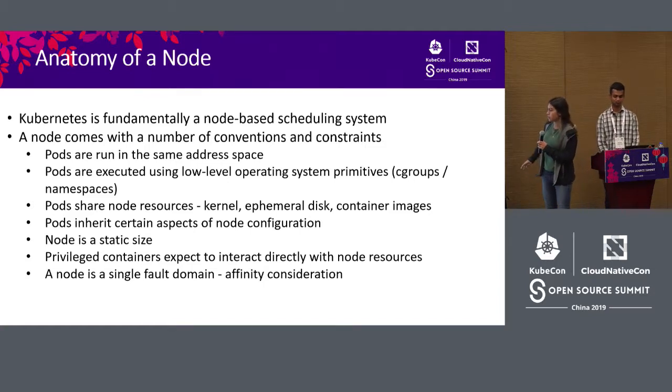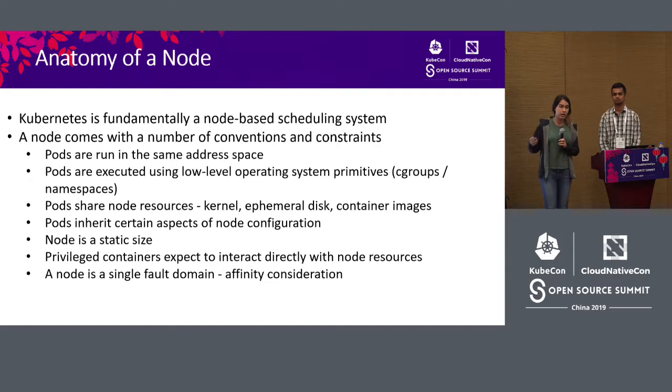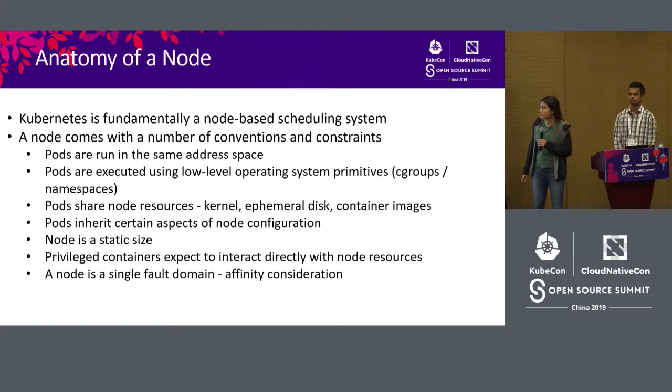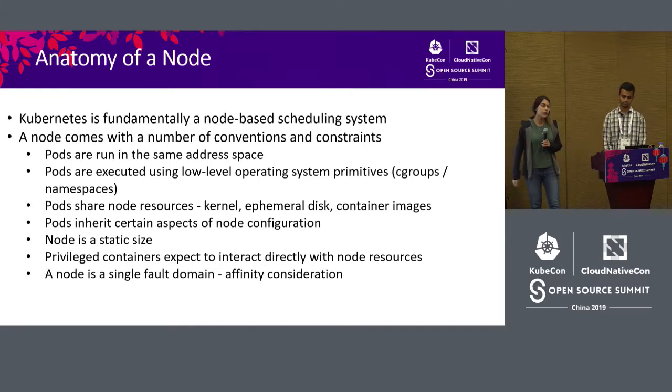And there's a couple other things that we don't do, like privileged containers that expect to interact directly with node resources. We don't allow that with VK. You cannot directly talk to the node. You can't directly access any of the node files or anything like that. So some monitoring things don't work exactly as expected. So there's just a couple things that you have to think about. And then a node is a single fault domain. It's not true in VK. The fault domain is actually probably the container, but how do we expose that? Because the providers get to choose where the fault domains lie. So there's just some questions that we've always had.